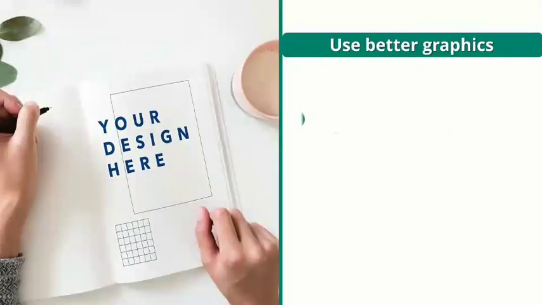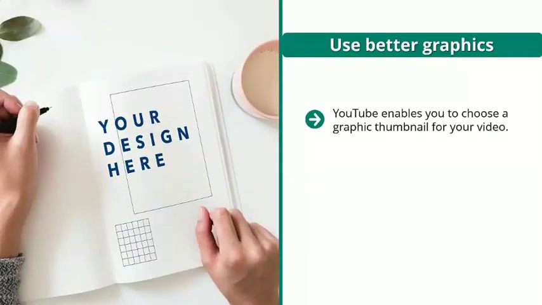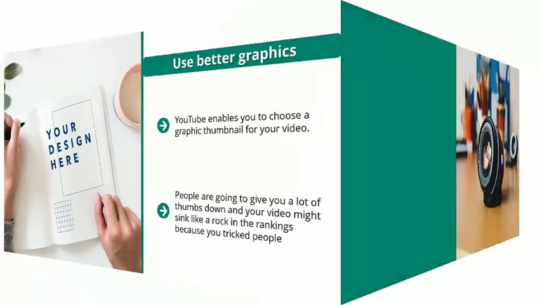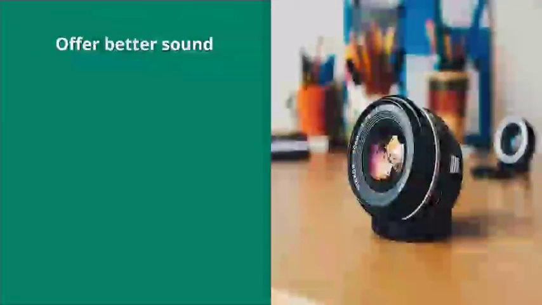Use better graphics. YouTube enables you to choose a graphic thumbnail for your video. Pick a graphic that will get clicks, but don't take this too far. Don't put scantily clad women when your video is actually about dog training. People are going to give you a lot of thumbs down, and your video might sink like a rock in the rankings because you tricked people. Still, find the most attention-grabbing graphic or screenshot from the video itself as your thumbnail. Offer better sound.